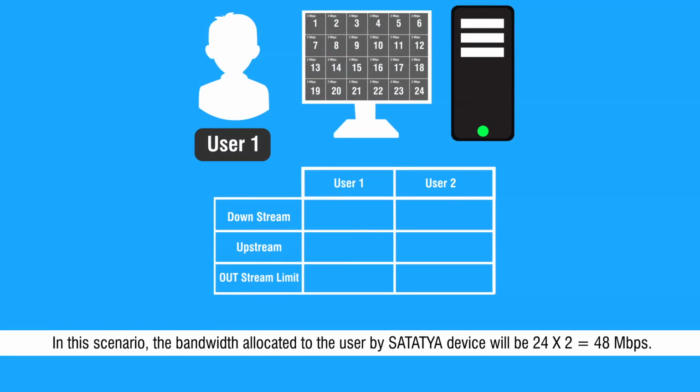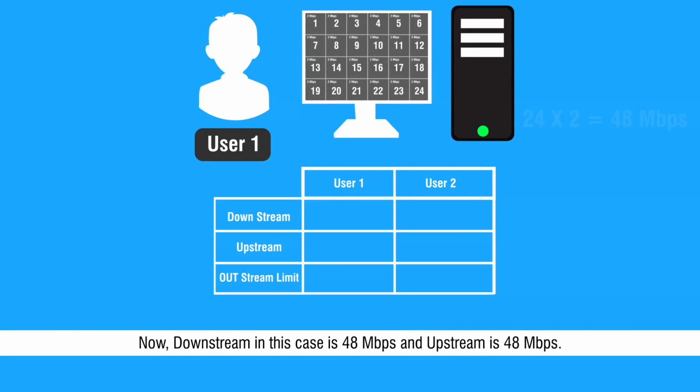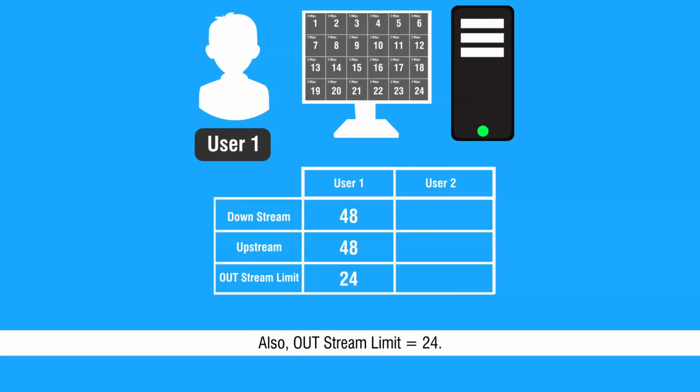In this scenario, the bandwidth allocated to the user by SATATYA device will be 24 into 2, that is 48 Mbps. Now downstream in this case is 48 Mbps and upstream is 48 Mbps. Also, outstream limit is 24. If user 2 logs in and watches all 24 cameras simultaneously in his PC, the device will allocate another 48 Mbps to that user. Now downstream in this case is 48 Mbps and upstream is 96 Mbps. Also, outstream limit is 48.